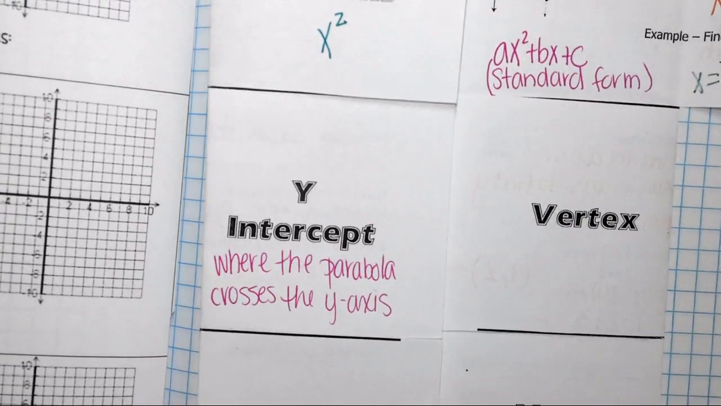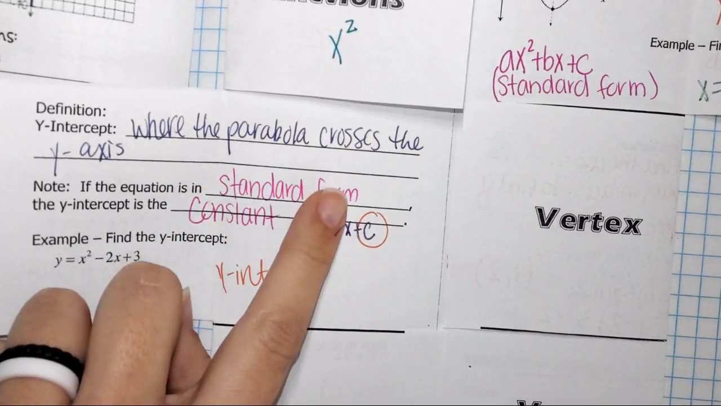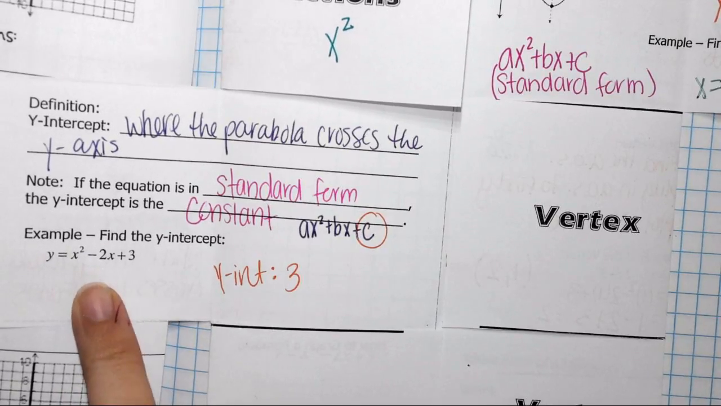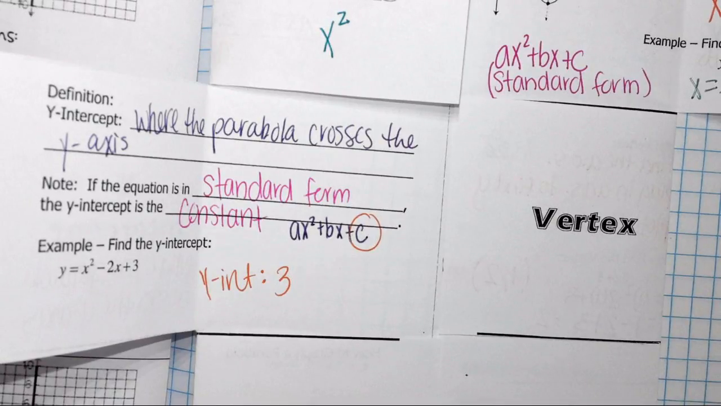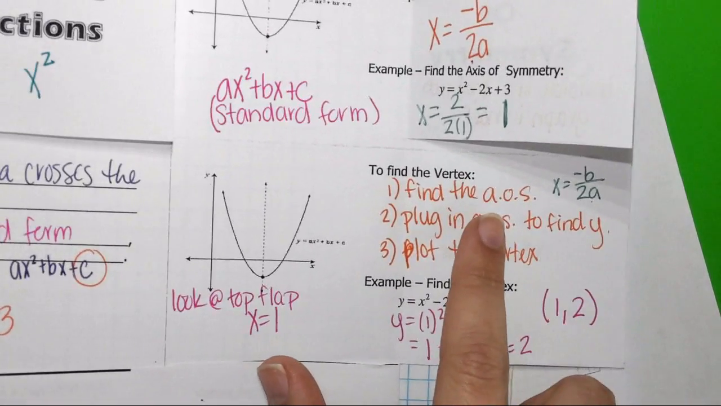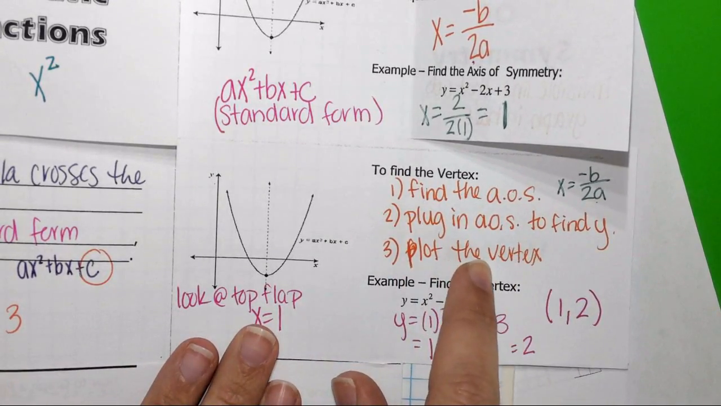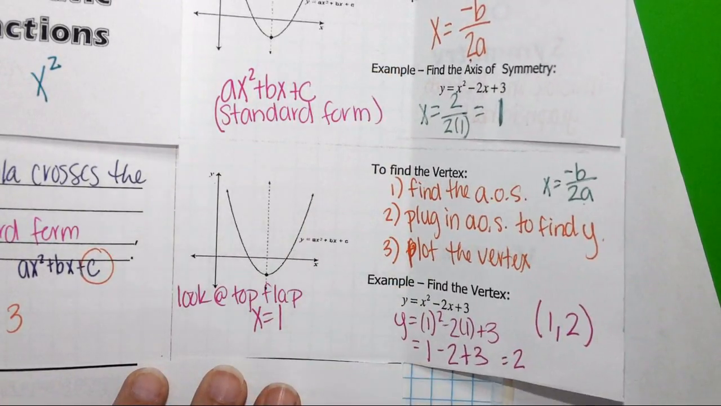Then we found our y-intercept. What is the y-intercept? Where the parabola crosses the y-axis. In standard form, it's the constant, or the c. So what was our y-intercept here? 3. Good. What was the last thing that we found? The vertex. And how did we find our vertex? We found the axis of symmetry, plugged it in to find y, and then we plotted our vertex.